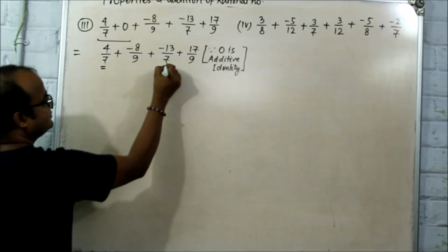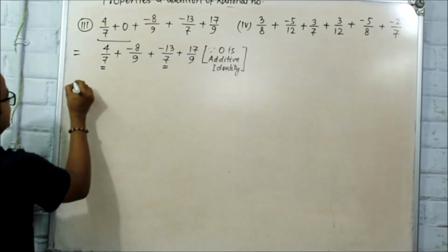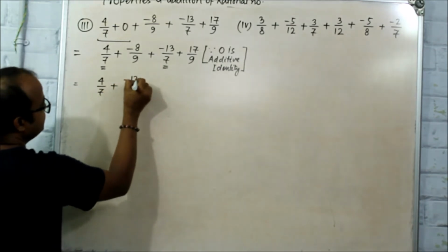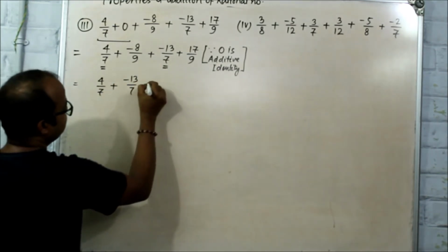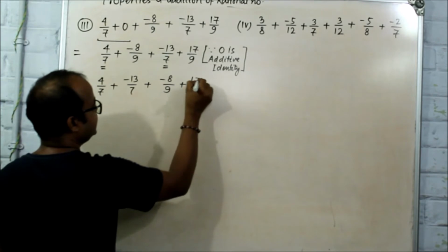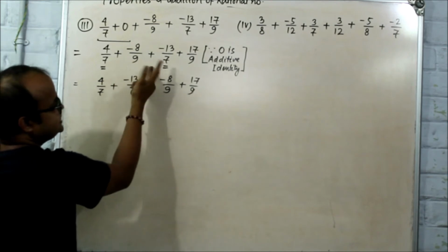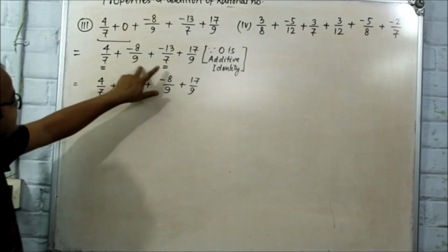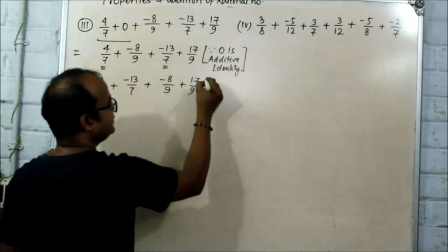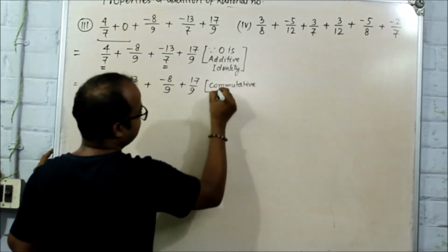Now the next is, right, we keep the same denominator terms together. So 4 by 7 plus minus 13 by 7 plus minus 8 by 9 plus 17 by 9. That means if you see, these two numbers are interchanging their position. So this is A plus B is equal to B plus A. That means here we are applying the commutative property.